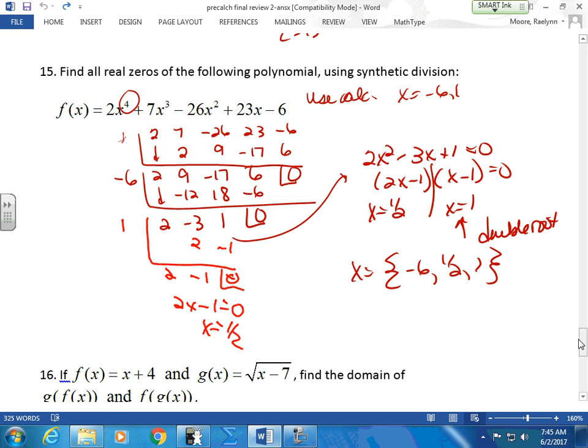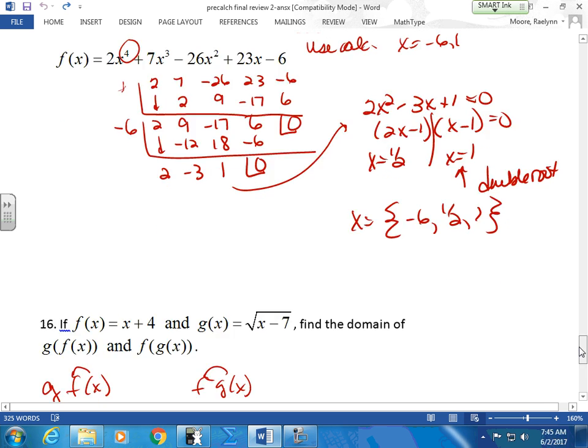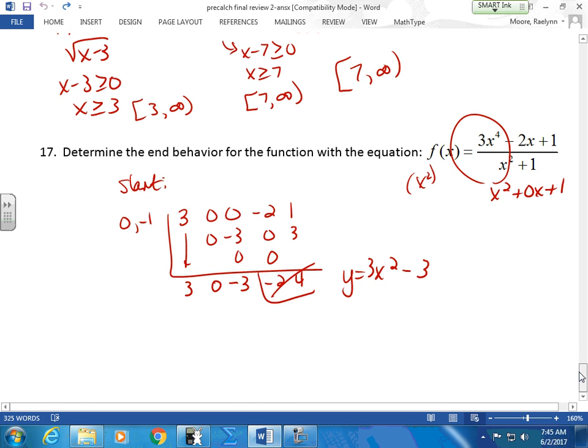You good, Chris? Okay. And the last one was 17. End behavior again. End behavior just says, give me an asymptote. So if I look at this guy, this is not a horizontal because the top is bigger than the bottom. It's a slant, but it's not a line. So I'm going to just synthetically divide this. Now, be careful on this one. Watch.